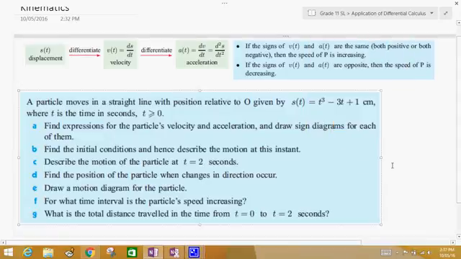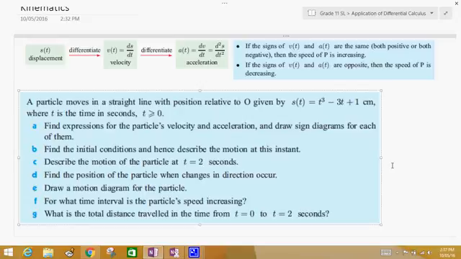Today we're going to be looking at kinematics, looking at displacement, velocity, acceleration, speed, etc. This is just a short preview, or maybe a little bit of a review. But let's see what this is all about.